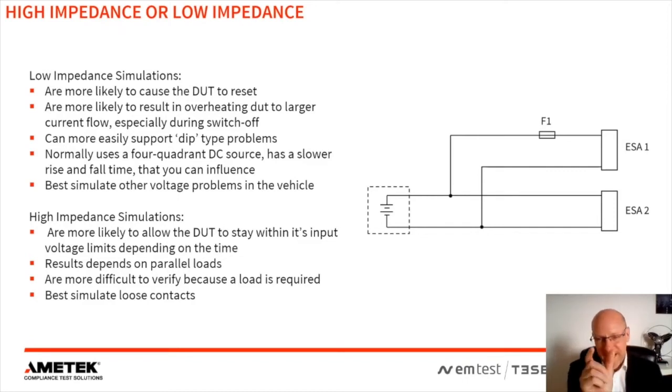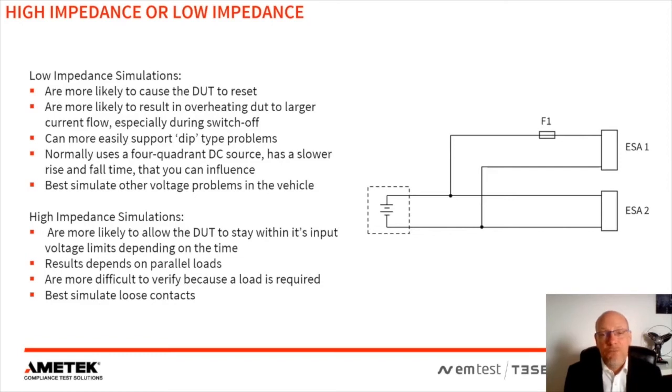Now, a high impedance simulation is more likely to allow the DUT to avoid a reset condition, because depending on how long that dropout is, it could be that the voltage doesn't drop enough to cause a reset condition in the DUT. But it depends on the time. Obviously, this is just capacitance in the test setup, capacitance in the DUT, so this is an exponential shape. And that all depends on the time and the current consumption of the DUT and parallel loads. The results do, however, heavily depend on any types of parallel loads. So not every laboratory has any kind of parallel loads. They simulate some other way or not. That should be documented in the test plan.